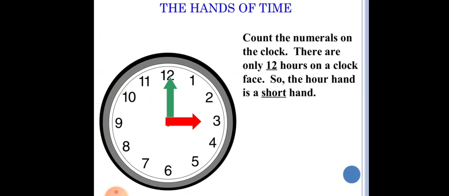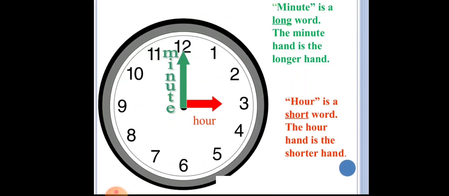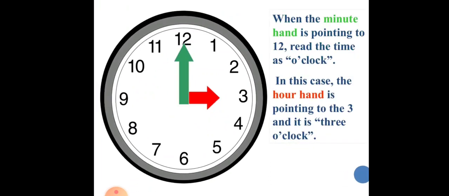The hands of the clock. Count the numerals on the clock. There are only 12 hours on a clock face, so the hour hand is the shorter one. The minute hand is the long one. The minute hand is the longer hand. Hour is the short word. The hour hand is the shorter hand.